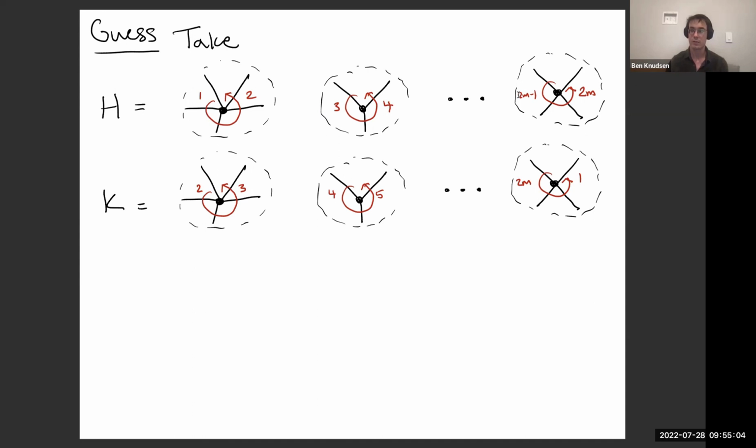Is the definition clear? What H and K are? Maybe I'll say it again. So when I say H equals this picture, what I mean is this picture is showing you an embedding of an m-dimensional torus into the configuration space. And so H is the image of the fundamental group of that torus.